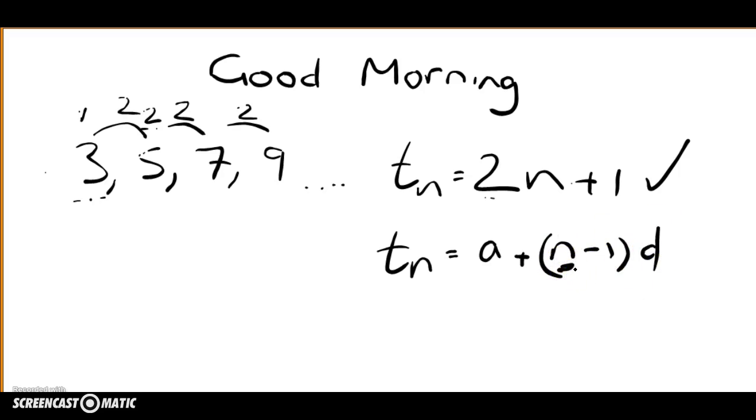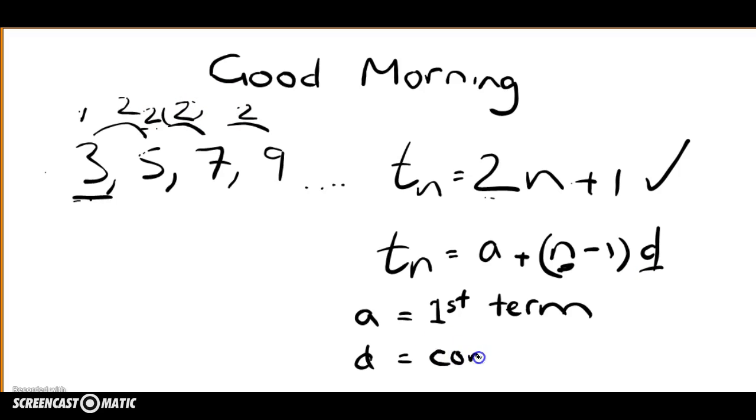Now we know what n is. n is the term number. Well, in this equation, a is equal to the first term. So in our case, a will be 3, and d is going to equal the difference. We call that the common difference, which in this case will be 2. So d is always equal to the common difference.